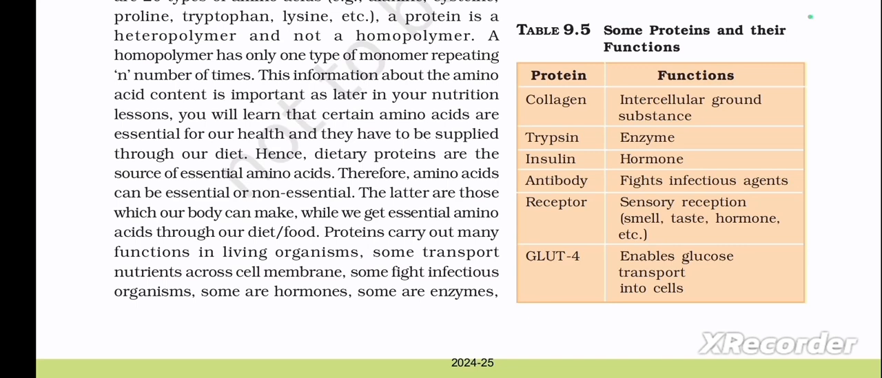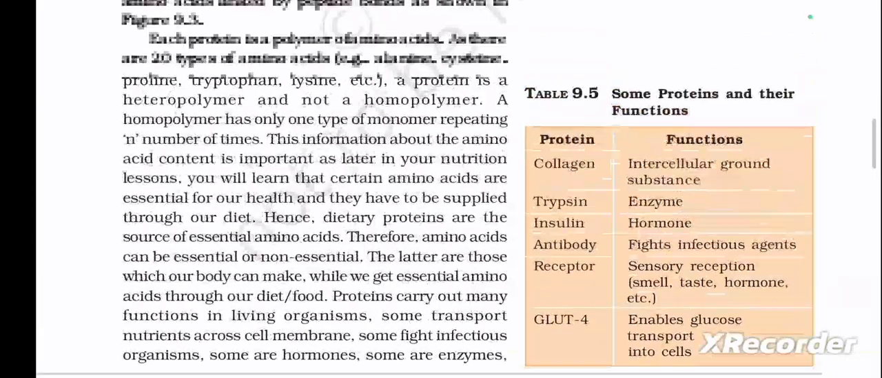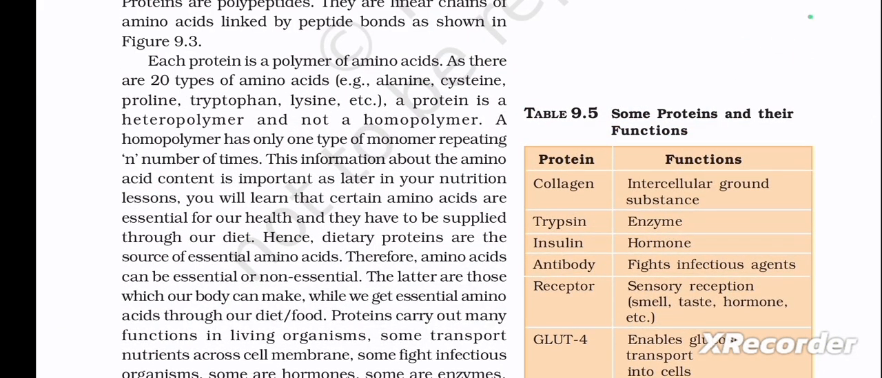Proteins carry out many functions in living organisms. Some transport nutrients across cell membrane. Some fight infectious organisms. Some are hormones. Some are enzymes, etc. The table 9.5. So here if we see the table 9.5, some proteins and their functions they have mentioned here.